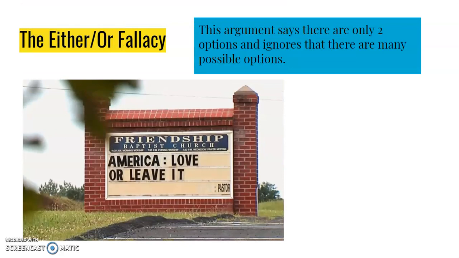Let's look at this example. So this is on a church sign. It says, America, love it or leave it. So it's providing two choices. You can love America or you can leave America.